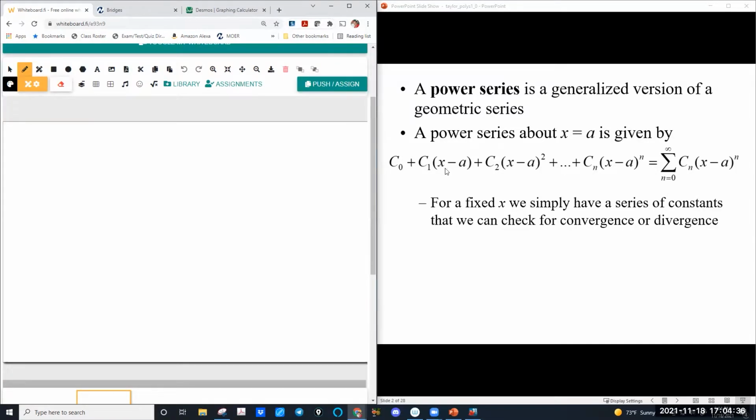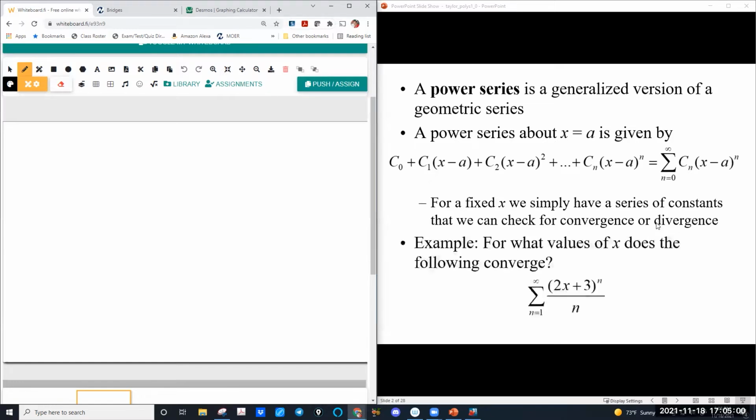Now, x's are variables. So again, this is a power function, meaning that it accepts an input for x and gives out a unique output. So if we were to fix x, say let x equal 2, then all we get is a series. That series can be checked for convergence or divergence based on what we did in 8.3 and 8.4. So, for example, let's take a look at this power series. And the question becomes, where does it converge?